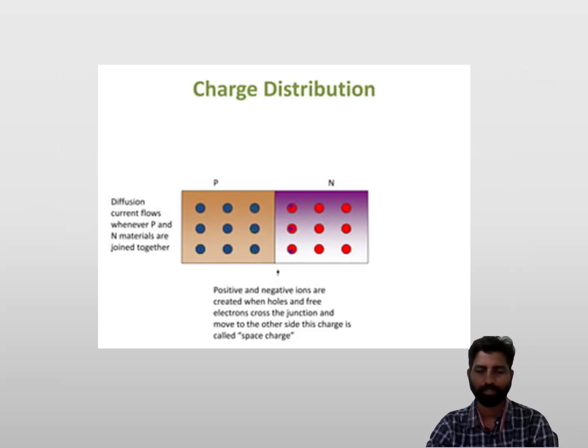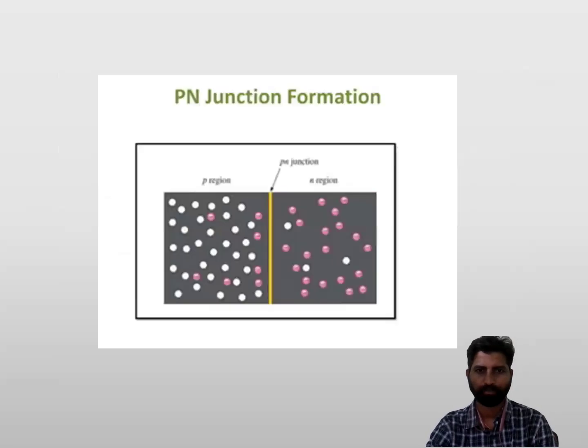That is because the positive and negative ions are created when holes and free electrons cross the junction and move to the other side. This charge is called space charge. So this is the general P-N junction formation.